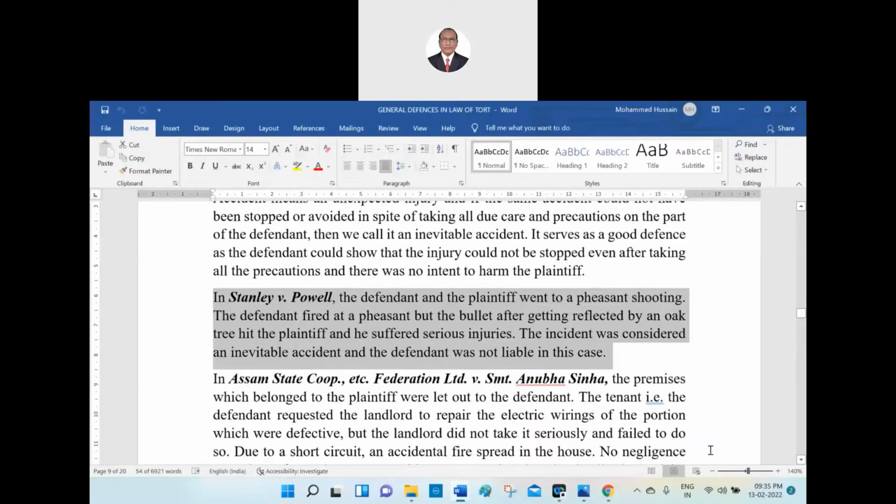Read. In Stanley versus Powell, the defendant and the plaintiff went to a pheasant shooting. The defendant fired at a pheasant, but the bullet, after getting reflected by an oak tree, hit the plaintiff and he suffered serious injuries. The incident was considered an inevitable accident and the defendant was not liable in this case, sir.